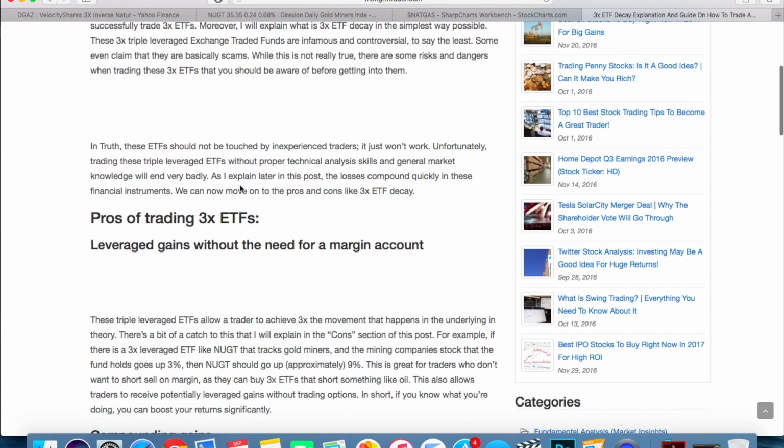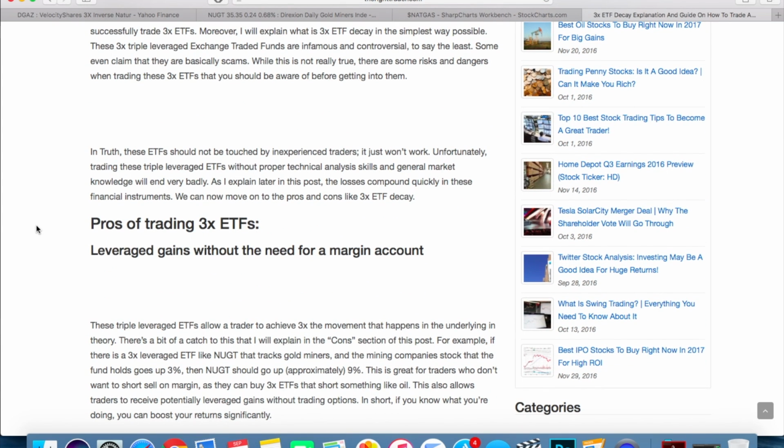So first off, we have leveraged gains without the need for a margin account. This is actually a pretty big positive. You basically get to receive these leveraged gains and returns without risking more than you really have to, which I think is really good because you don't have to go through the hassle of getting a margin account, getting approved, and actually putting up that extra risk on the table when you can get these leveraged gains, probably even better gains with less risk, right?